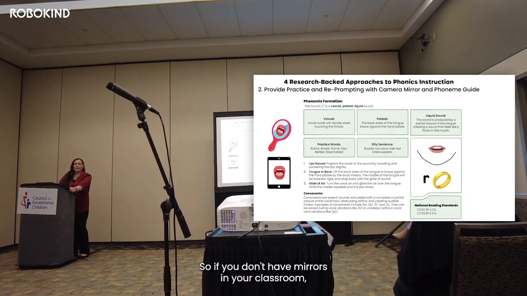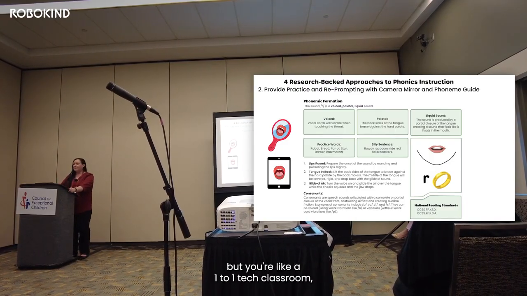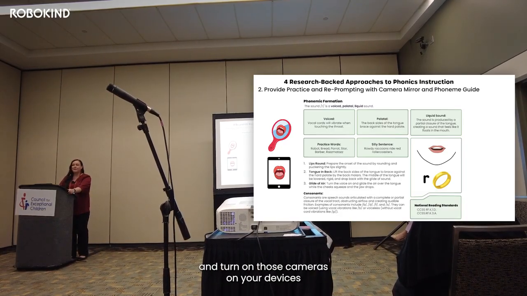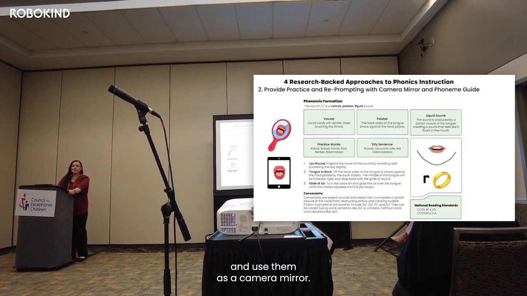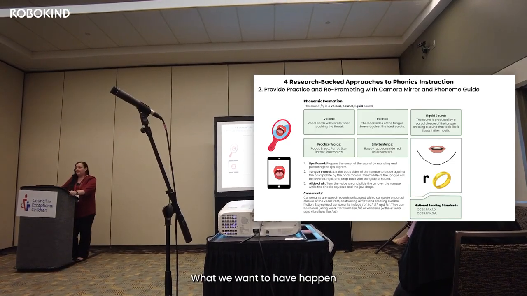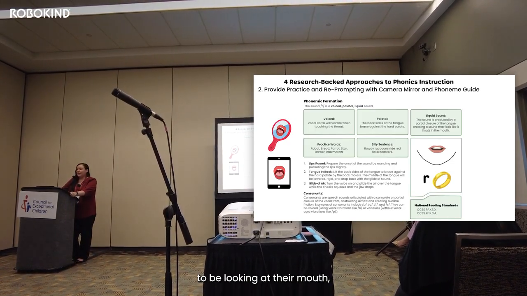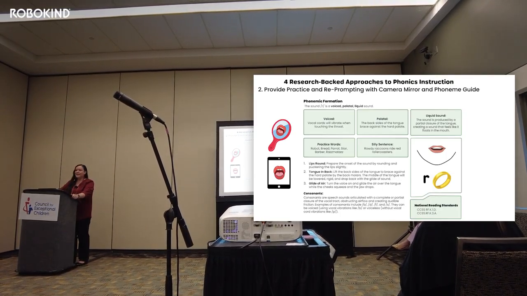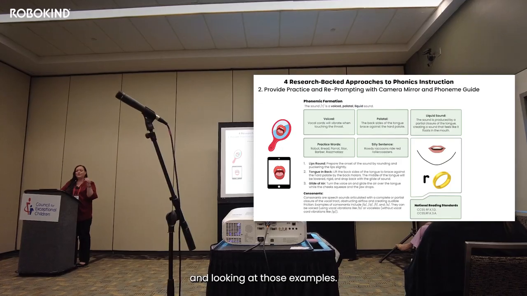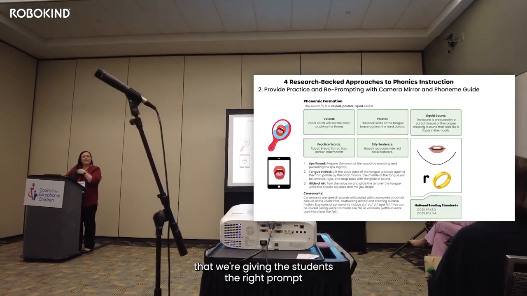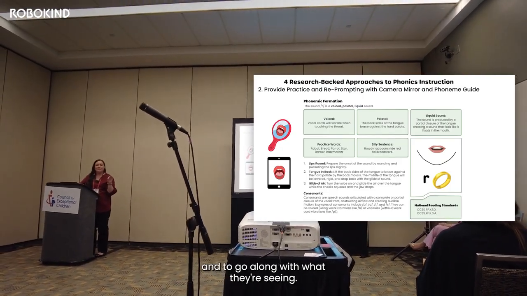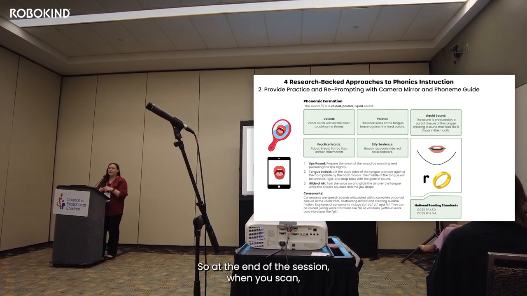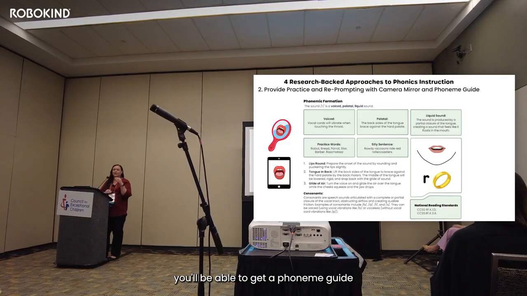So if you don't have mirrors in your classroom, but you're a one-to-one tech classroom, you can turn on those devices and turn on those cameras and use them as a camera mirror. What we want to have happen is we want students to be looking at their mouth, practicing those sounds and looking at those examples. And then we want to make sure that we're giving the students the right prompting to go along with what they're seeing. So at the end of this session, when you scan, you'll be able to get a phoneme guide.